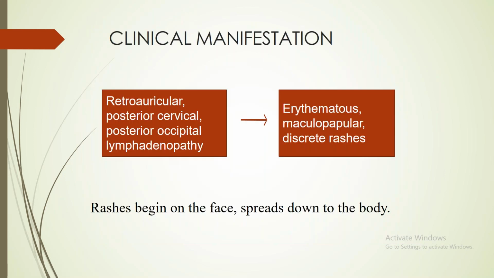So most commonly what happens is that there is fever, then there is lymphadenopathy, and mostly there is retroauricular and posterior cervical lymphadenopathy, which then leads to erythematous maculopapular rashes, which start from the face and then involve the whole of the body.